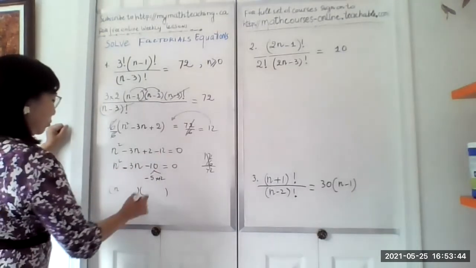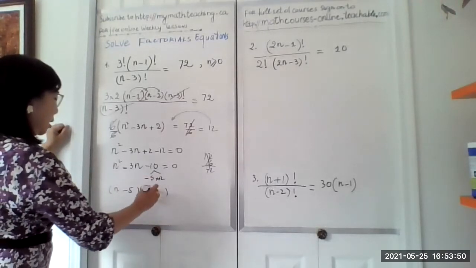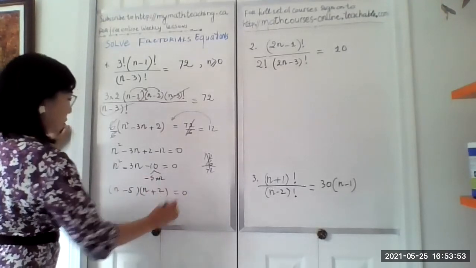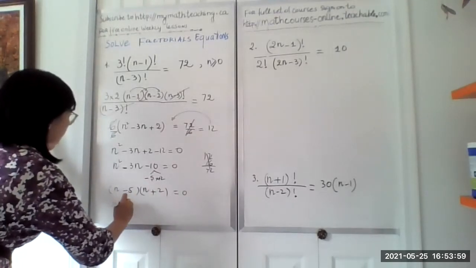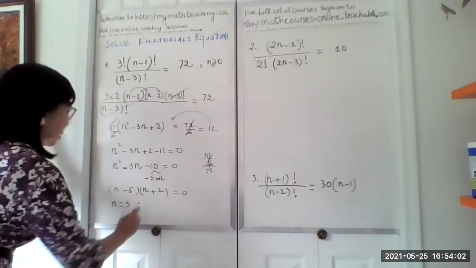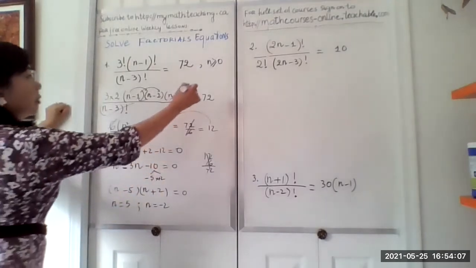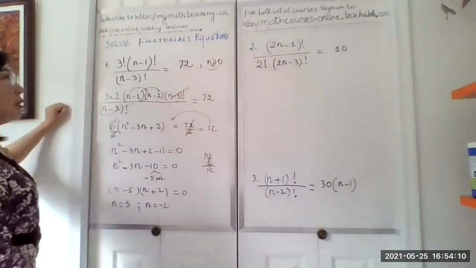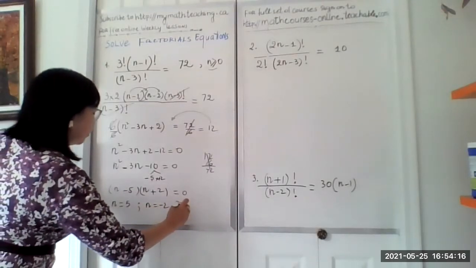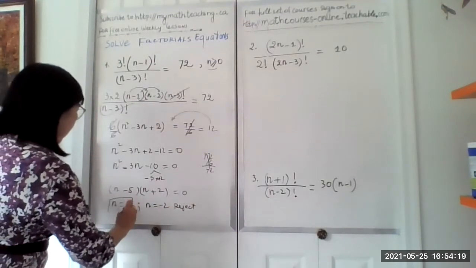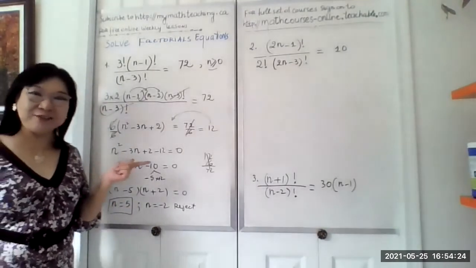So the n will go to the first bracket, another n will go here, minus 5 will go here, and plus 2 will go here, equals 0. Set one bracket equal to 0 at a time, I will have n equals 5 for the first bracket, and n equals minus 2 for the second bracket. However, the condition has to be n bigger than or equal to 0, so this will be rejected. And we are left with one answer, n equals 5. And that's how we solve the factorial equation.